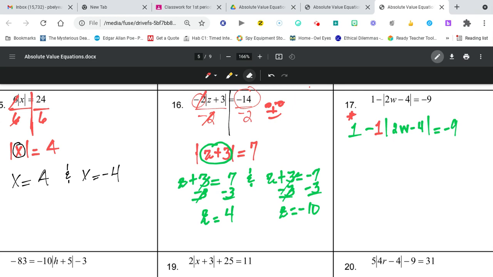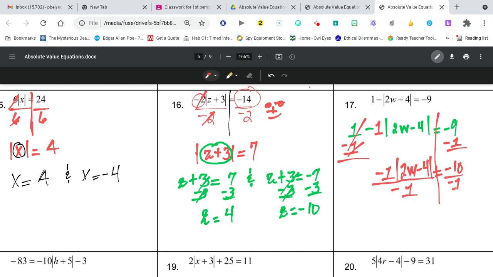What is farther or not attached to my absolute value? That's 1. Change the sign on 1 to negative 1. What you do on one side, also do to the other. These cancel. So now I'm left with negative 1 times the absolute value of 2w minus 4 equals negative 10. Now what you want to do is get rid of the negative 1 by dividing by negative 1 on both sides. So we'll end up with the absolute value of 2w minus 4 equals positive 10.